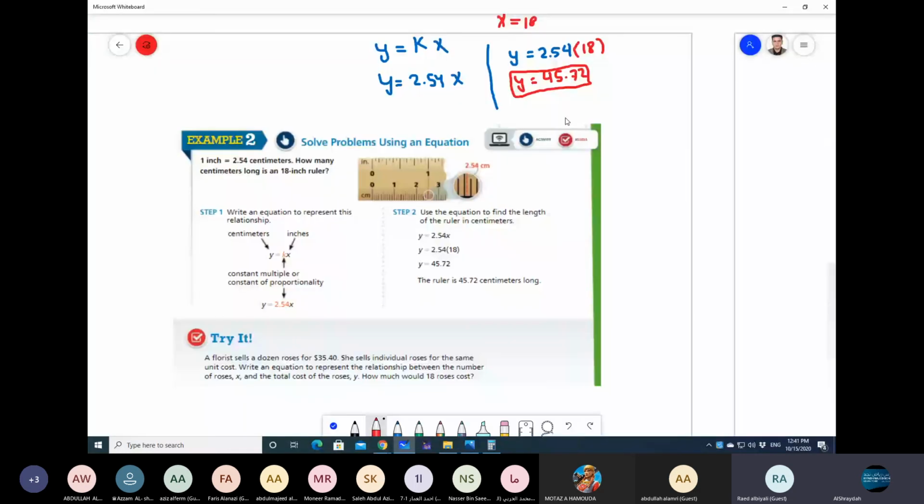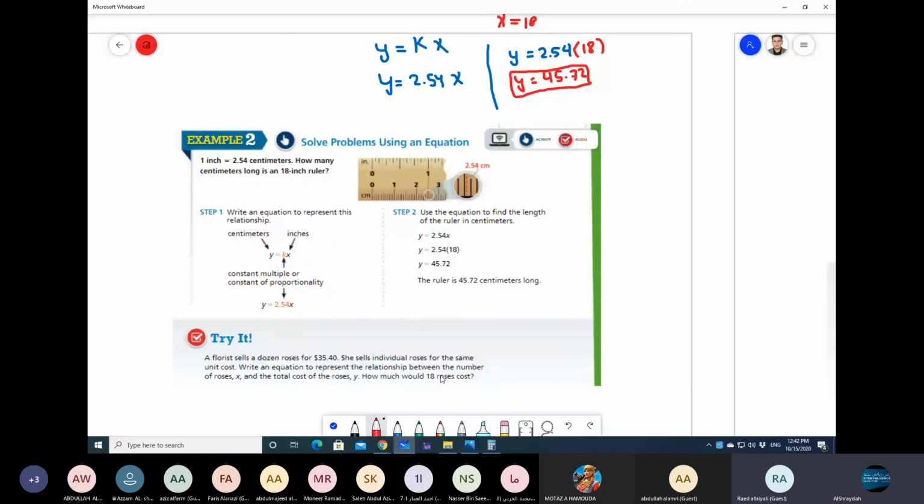Okay, just substitute the value of x, then find the value of y. So here, use an equation to find the length of the ruler in centimeters. Here y equals 2.54x. 2.54 is the k, or the constant of proportionality, or constant multiple, and you substitute the value. So y equals 45.72. The ruler is 45.72 centimeters long.